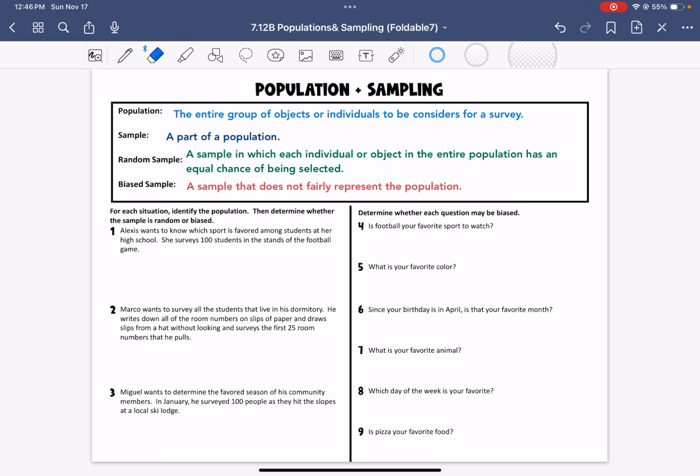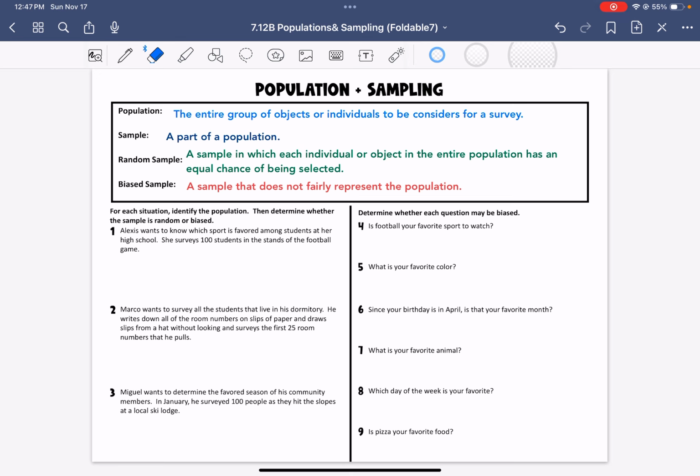A biased sample is standing outside the fine arts hall and asking band kids, should kids sign up for band? Well, that's biased because you're only asking the band kids. You have to be able to ask everyone.